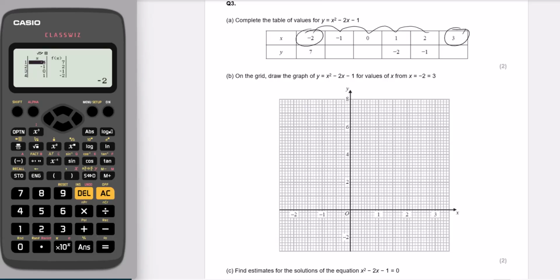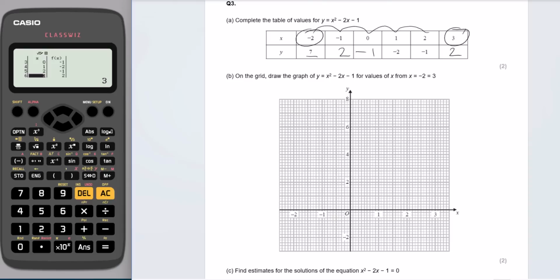So minus 2 is 7, which is already given. Minus 1 is 2. 0 is minus 1. You can see over here. And then 1 is minus 2. 2 is minus 1. Press the down arrow button to reveal the rest of the answers. 2 is minus 1, yes, and 3 is 2. You can check your answers, because the answers that are given should match up with the y values, which is f of x on this calculator display.